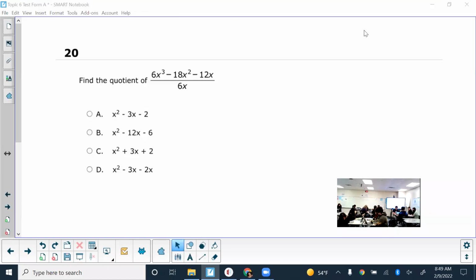All right, so starting with 20. That one was on dividing polynomials. You'll have another one like it on your retake, except it'll be open response, so not multiple choice. There's two things that you could do. You could break this up into smaller fractions.